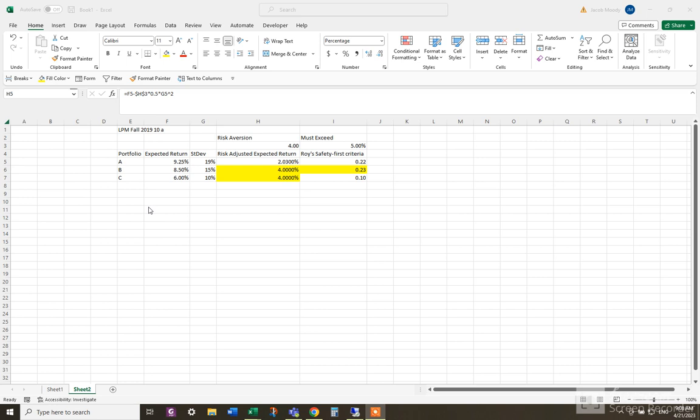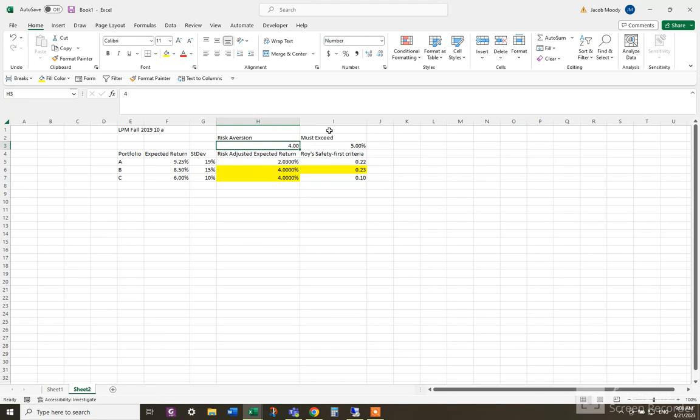This is based on the exam LPM Fall 2019, question 10A. Here we have the expected return and the standard deviation of 3 portfolios. And the company has a risk aversion level of 4, which means they are not very risk averse. They're just kind of medium.